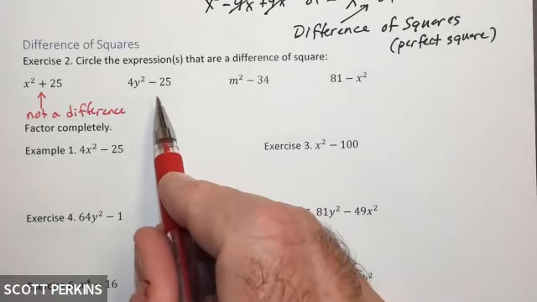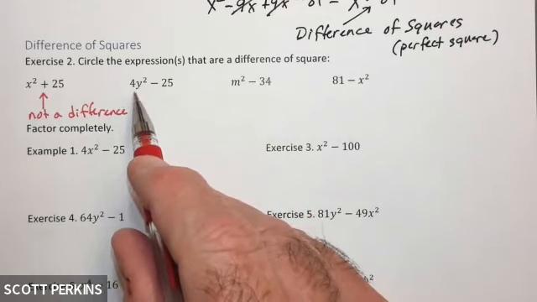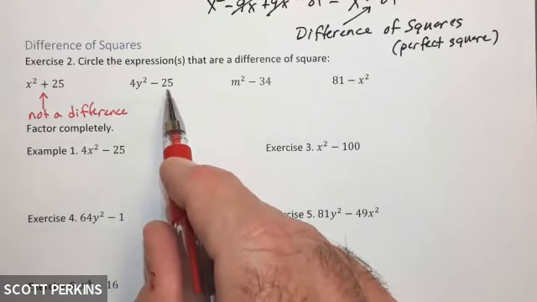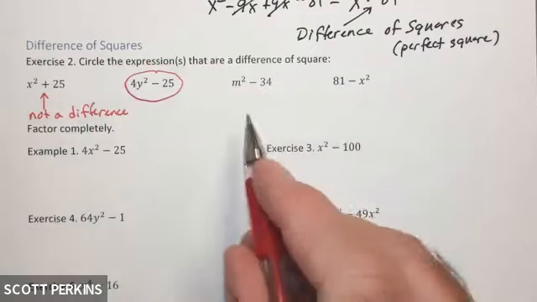How about the next one? Should I circle number 2? Yes. 4y squared is 2y times 2y. 25 is 5 times 5. They're both squares. It's a difference. So yes, that's a difference of squares.